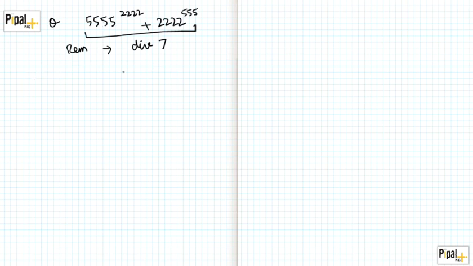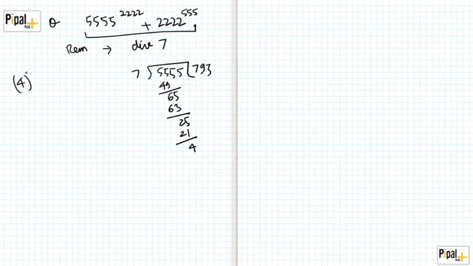So let's first divide 5555 by 7 and see what the remainder is. 5555 when divided by 7 gives me 7 7s are 49, 65, 7 9s are 63, 25, 7 3s are 21. It leaves a remainder 4, right? So the remainder when 5555 to the power 2222 is divided by 7 is equivalent to 4 to the power 2222 when divided by 7, right? So this is what this reduces to.